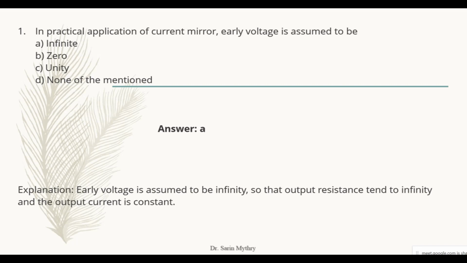Early voltage is assumed to be infinite, so that the output resistance tends to infinity and output current is constant. Your early voltage has to be always infinite. Why? Because whenever the early voltage is infinite, the output resistance also will be infinite, and whenever the output resistance is infinite, you are going to get an output current which is constant.